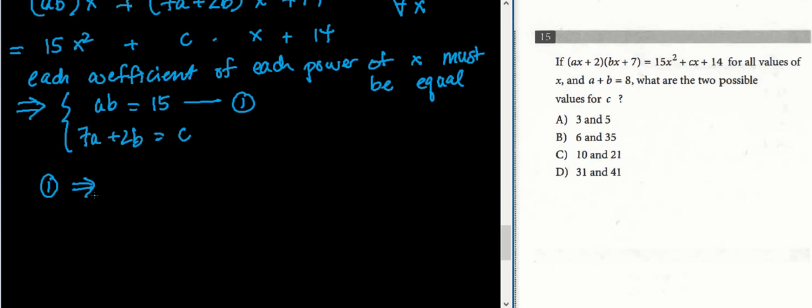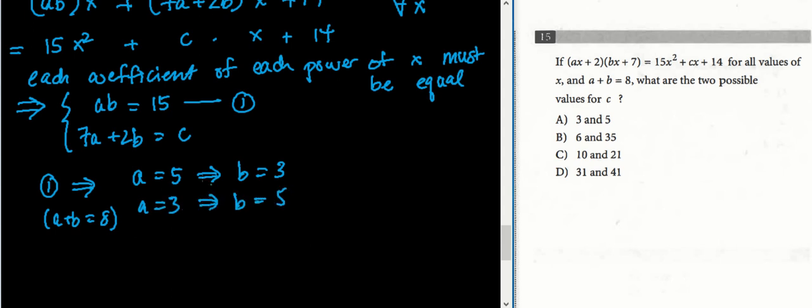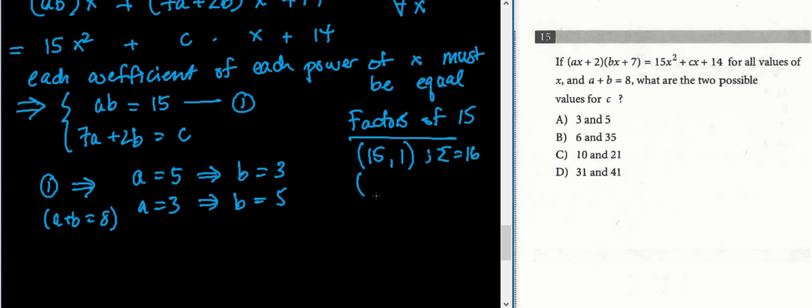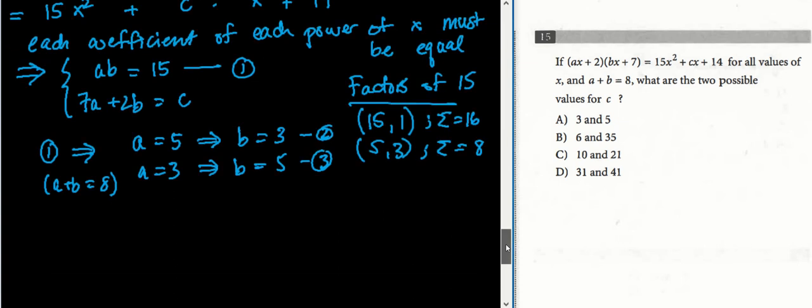If we look at equation 1 and combine that with the fact that a + b equals 8, then that implies that if a equals 5, then b equals 3, or if a equals 3, then b equals 5. Now, how did we arrive at this? Well, we look at the factors of 15. The factors of 15 are 15 and 1, whose sum is 16, and we look at 5 and 3, whose sum is 8. There's no restriction placed on whether a is 5 and b is 3, or a is 3 and b is 5, so we have to consider both cases. Let's call these expression 2 and expression 3.